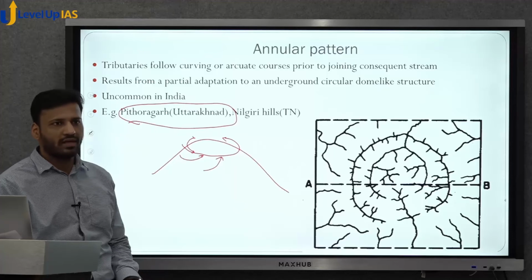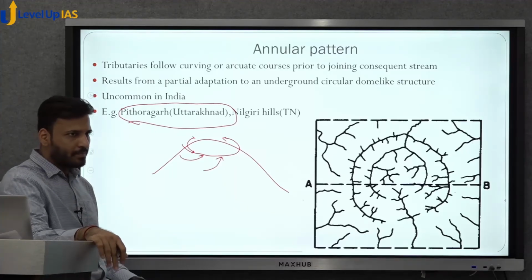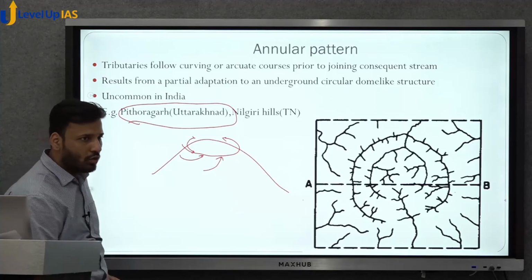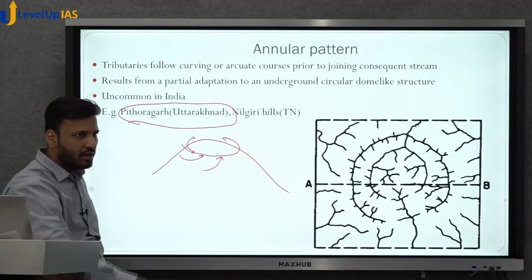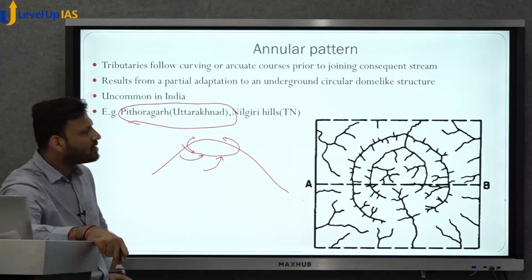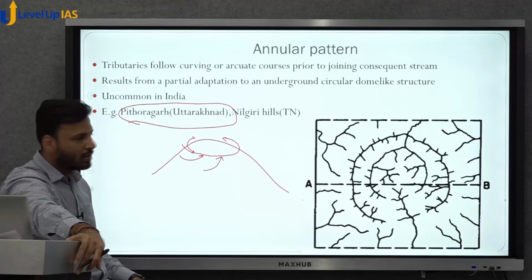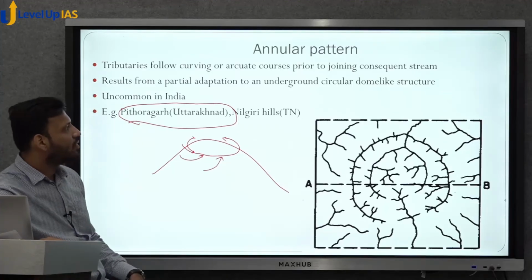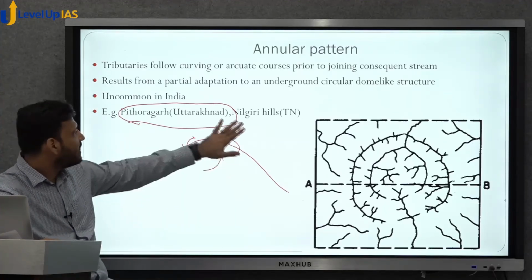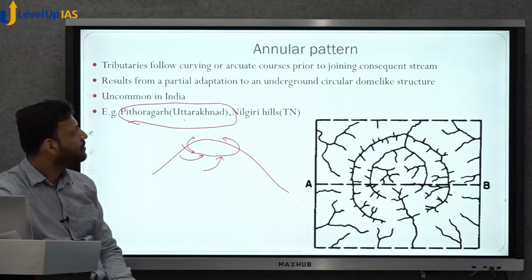Like a shield volcano, let us say. Shield volcano we have seen. Height is not much. Cone height is not much. It is like a shield. So there it is possible that a circular type of drainage pattern will form. So just remember, rivers and their tributaries are flowing in a circular manner. So annular pattern of drainage. So in Nilgiri Hills and Pithoragarh in Uttarakhand, you can find this type of pattern. Getting it? Okay.